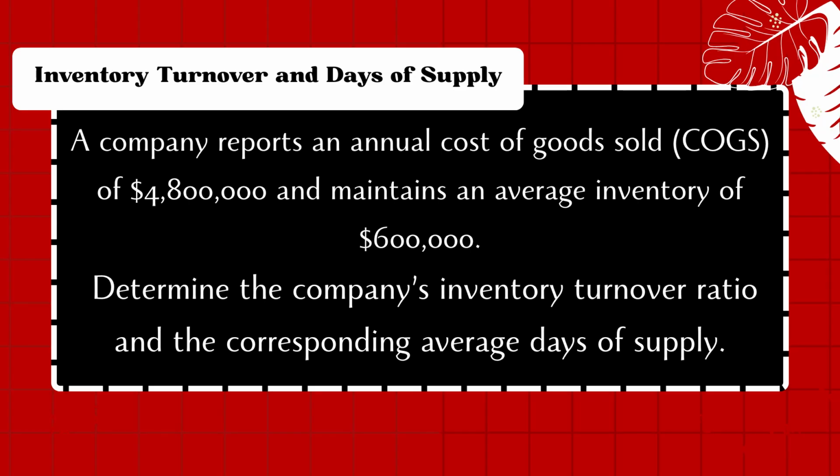Problem 6. Inventory turnover and days of supply. A company records an annual cost of goods sold of $4,800,000. Throughout the year, the company's inventory value averages about $600,000. We need to determine how many times the company sells and replaces its entire inventory in a year, known as the inventory turnover, and how many days of supply that represents.